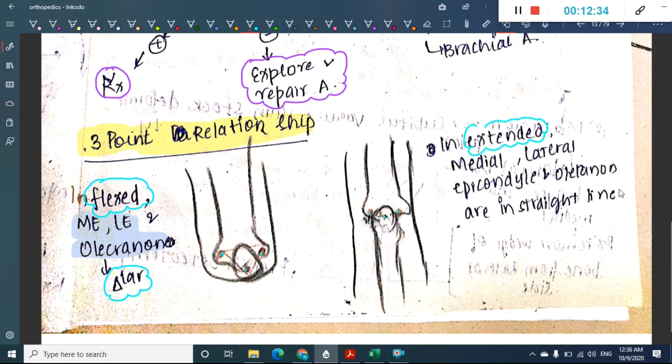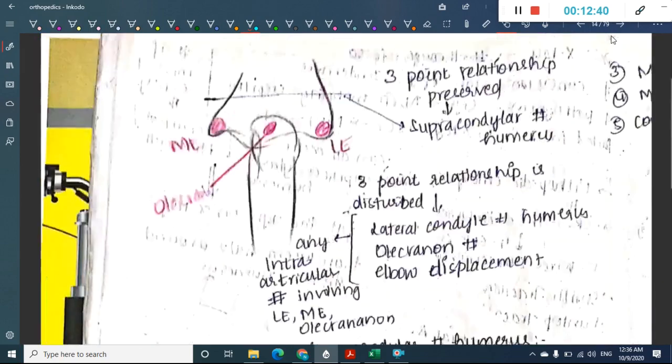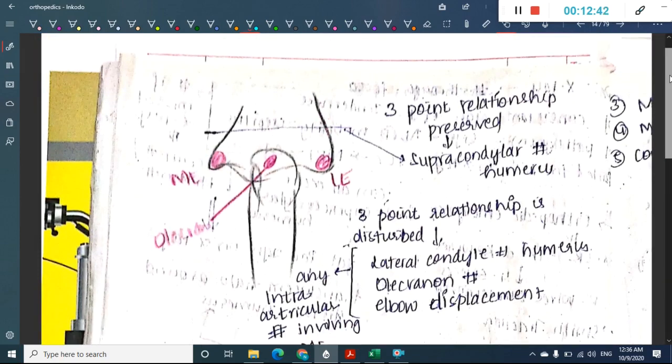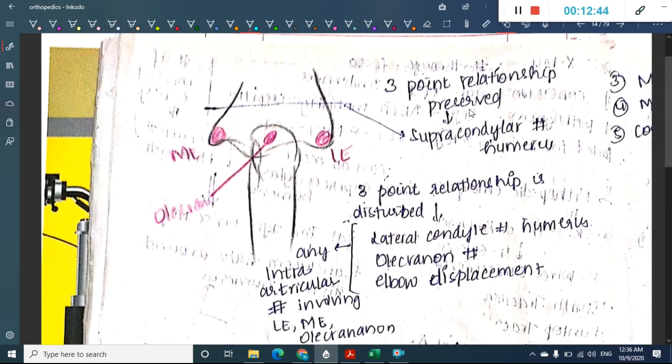This is a straight line, right? They form a straight line. So that is the 3-point relationship. In which fractures is this 3-point relationship preserved? See, it is preserved in fractures which are not involving the medial epicondyle, lateral epicondyle or olecranon. If they are not involved, then the 3-point relationship is easily preserved.